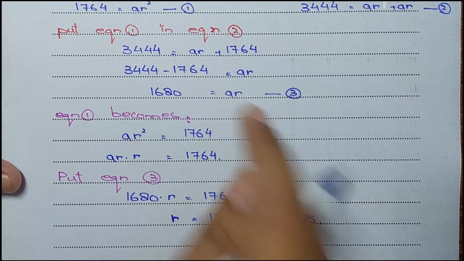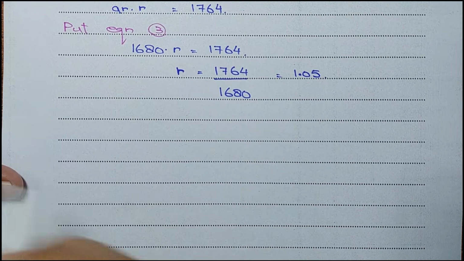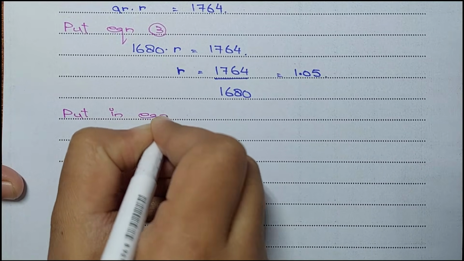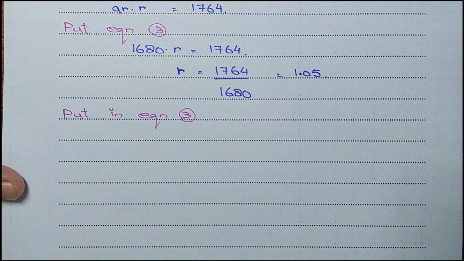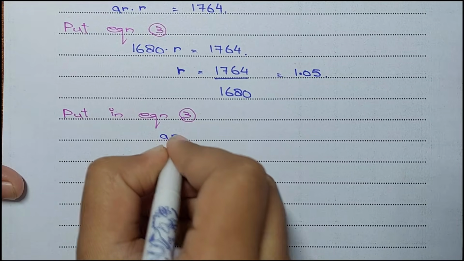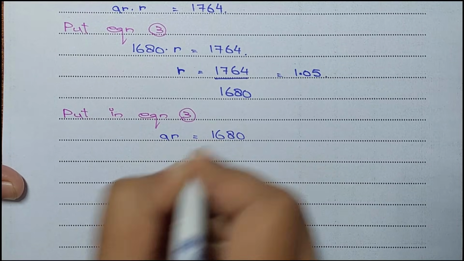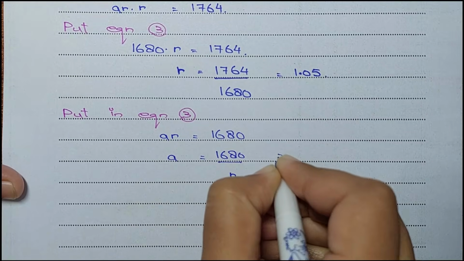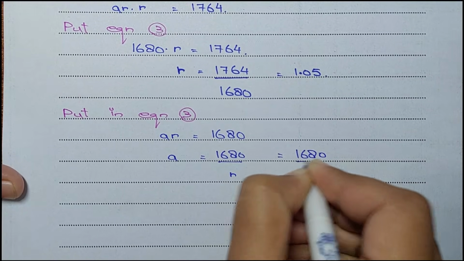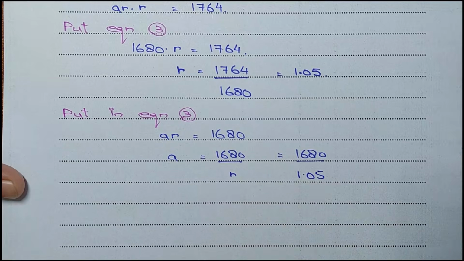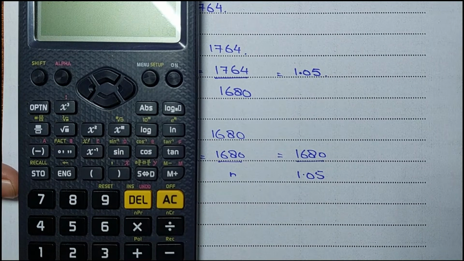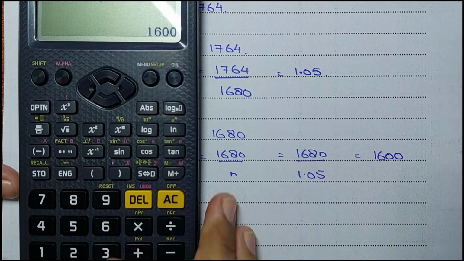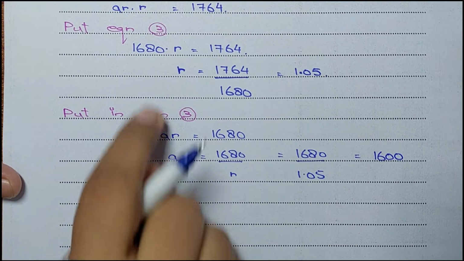Now when you have r, just solve for a. Put it in equation 3. Now ar is 1680, so a equals 1680 divided by r. So 1680 divided by 1.05 is 1600. This is the value for a. Now we have a and we have r.